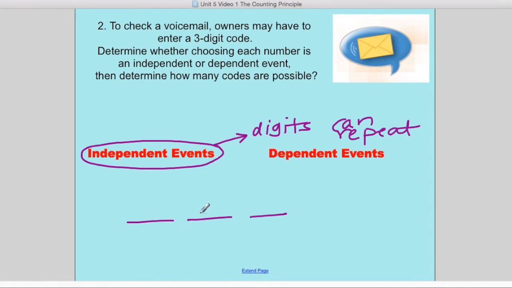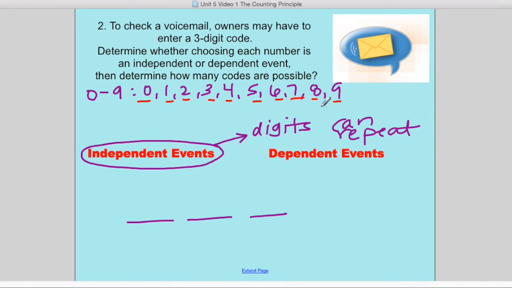So I'm picking a 3-digit code. How many digits are there? So here's where people get confused. How many numbers are there from 0 to 9? Well, there's 0, 1, 2, 3. And let's count how many numbers that is. 1, 2, 3, 4, 5, 6, 7, 8, 9, 10. There are 10 total digits, so something to keep in mind.